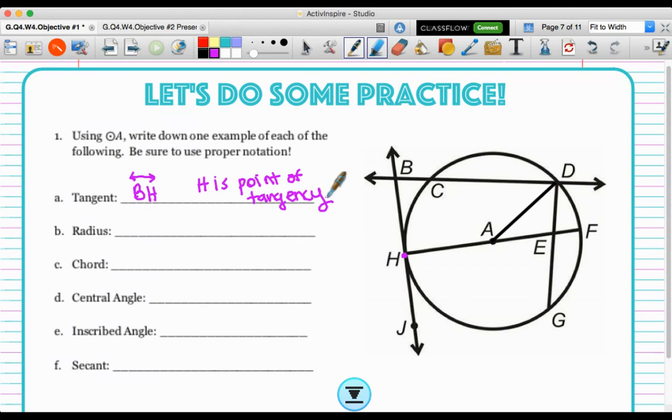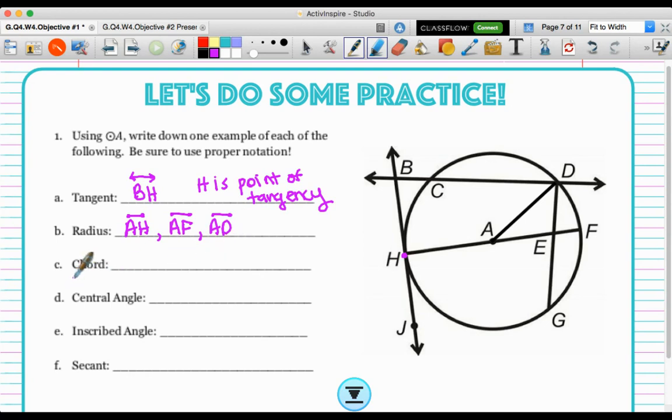What if we wanted to name a radius? I think there's a few options for this. Okay, so here's some radii that we could write down. And remember, it's a segment. So AH could have been a radius, or HA. AF is a radius, or FA. And AD would be a radius. Any of those would be perfectly fine.